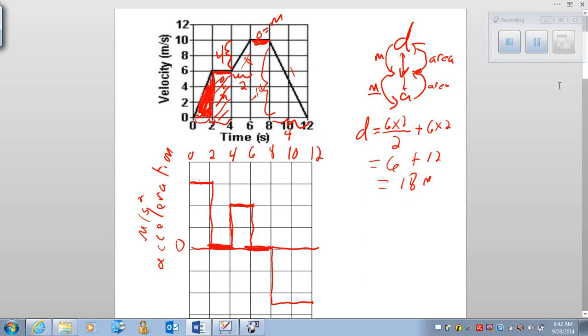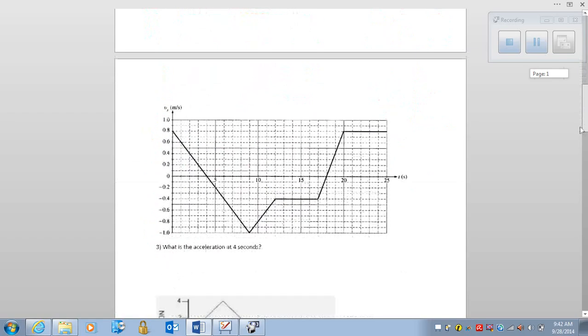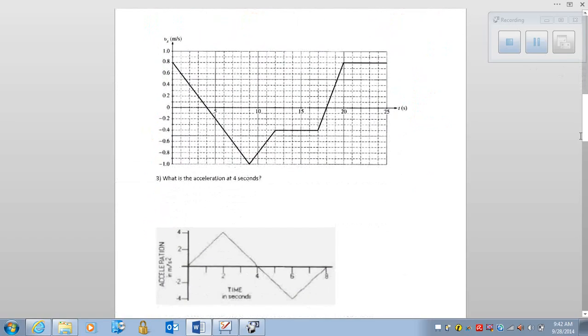Okay. The key to this is knowing this DIVA acronym, or a little memory aid, if you will. Next, what is the acceleration at 4 seconds? Again, this is using your DIVA acronym. We go down the left side with slope. We go up the right side with area.